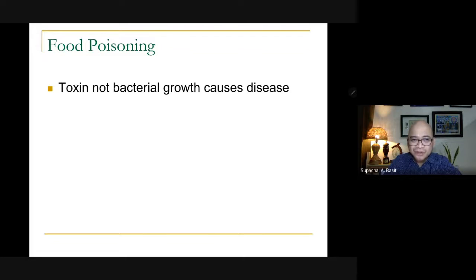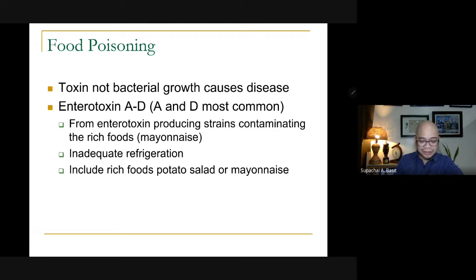Food poisoning is caused by toxin, not by bacterial growth causing the disease. Usually it is caused by enterotoxin A, B, C, D, but A and B are the most common cause of food poisoning. So it is enterotoxin. Usually they really want food that is rich in nutrients, such as mayonnaise.